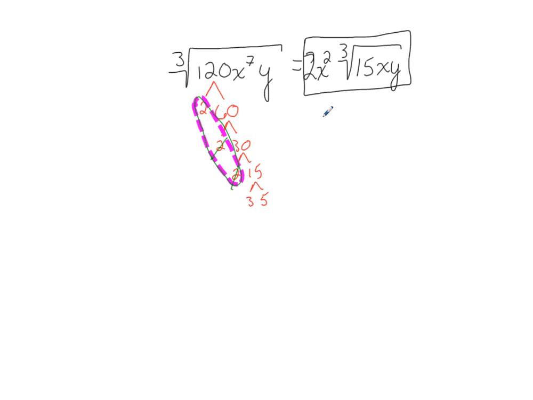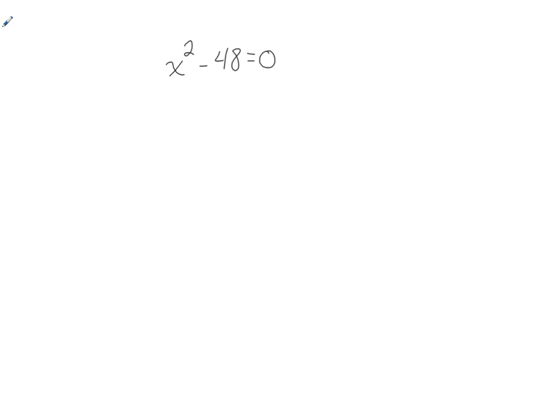All right, so the reason why we're talking about radicals right now is because we are currently in a unit about quadratics and polynomials. And one thing that you're going to have to do when you have quadratics and polynomials is simplify radicals in your answers. So let's say we have an equation that looks like this. x squared minus 48 equals 0.